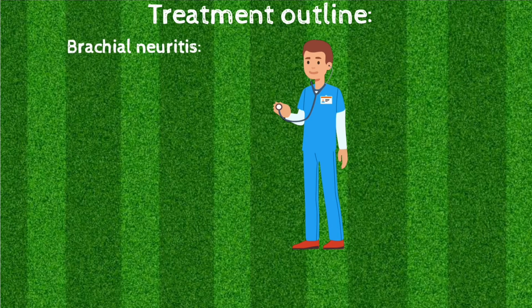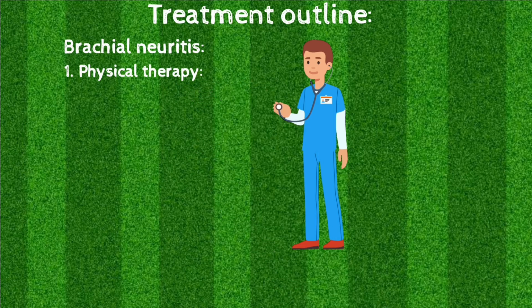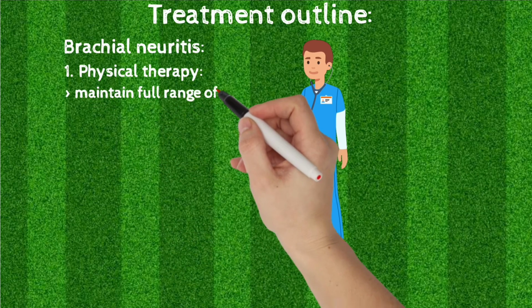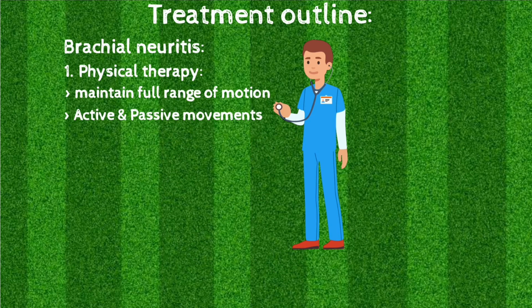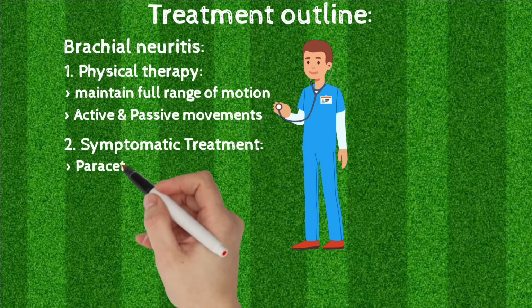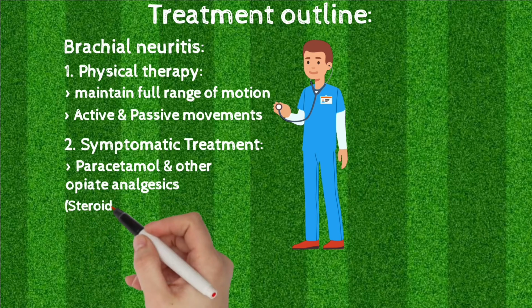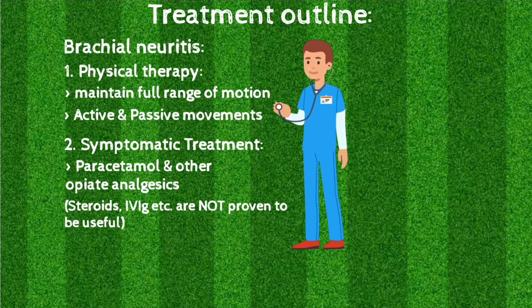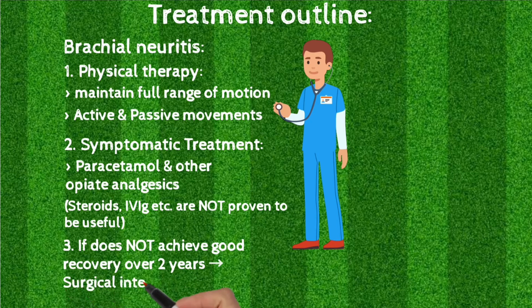Next, we are going to know the treatment outline of brachial neuritis. First, physical therapy. Maintain full range of motion with active and passive movement. Give symptomatic treatment, that is paracetamol or other opiate analgesics. Steroids, IVIG, etc. are not proven to be useful. If it does not achieve good recovery over 2 years, surgical intervention is needed.